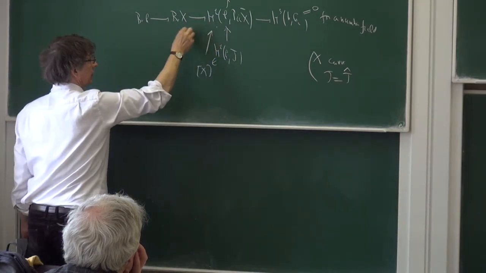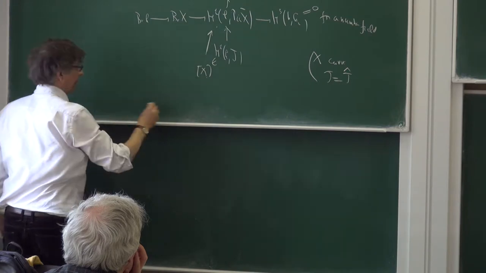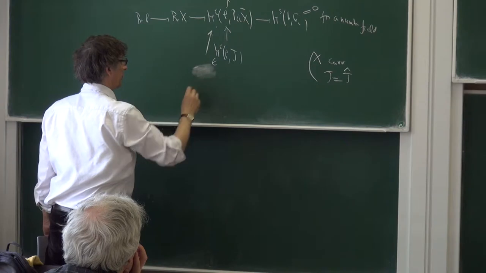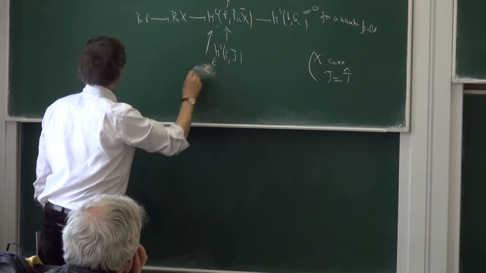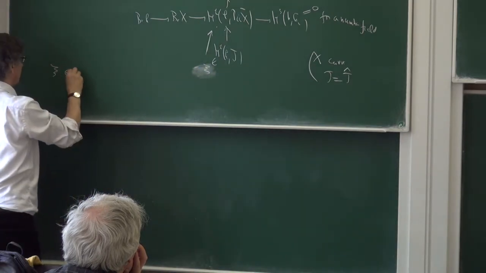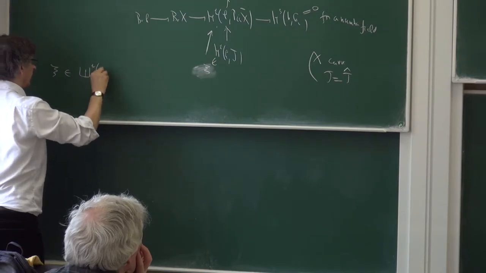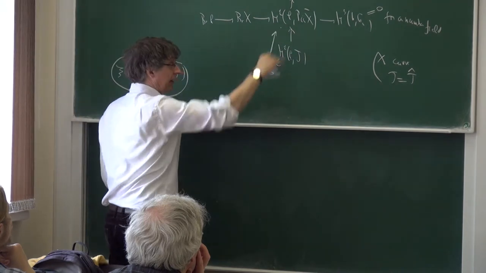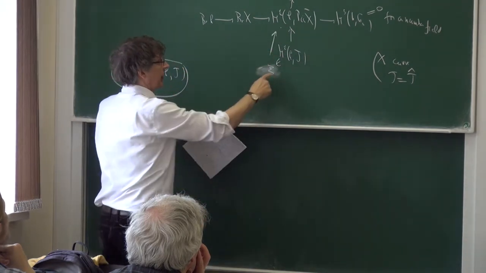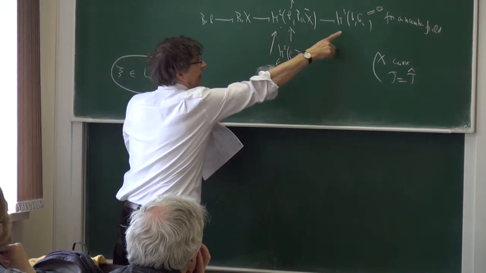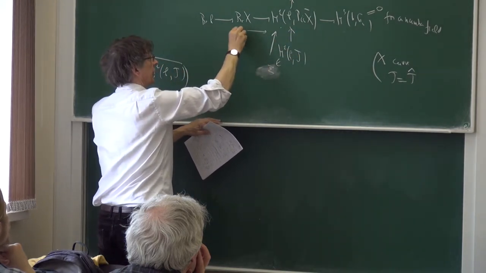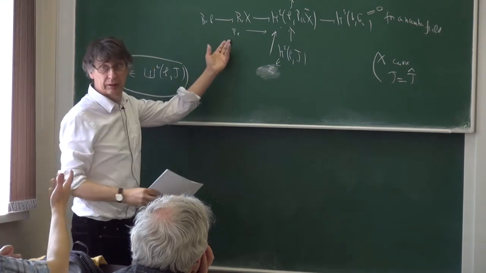Sorry, I shouldn't take that. I take alpha. I'm sorry, that's not what I want to do. I want to take an arbitrary class Xi. I start with a class Xi in Sha 1 of K, J. So this diagram exists anyway. So I take a class Xi in Sha 1 of K, J. Because H3 of K, G_m is zero, I can lift it to some class here, Psi 1. So there are several choices.